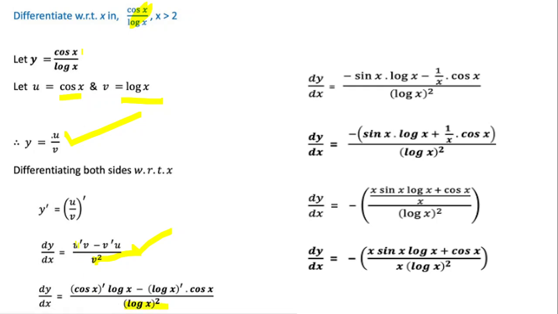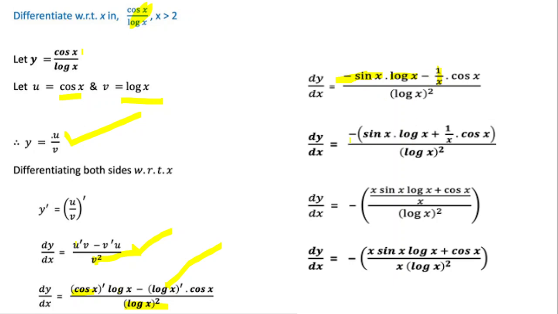First, the numerator differentiation: cos x differentiation I need to do, log x I need to keep as it is, minus log x differentiation into cos x. So cos x differentiation I have written here, you can see minus sin x, log x I will keep as it is, minus log x differentiation is 1 by x. In the previous problem we learnt that log x differentiation is 1 by x, into cos x, divided by log x whole square.